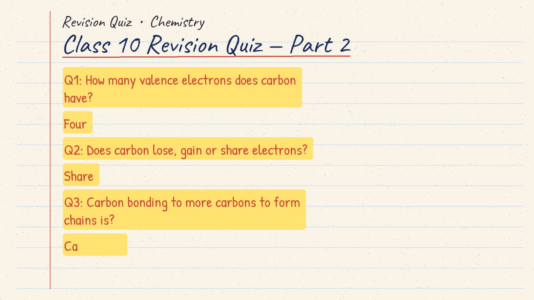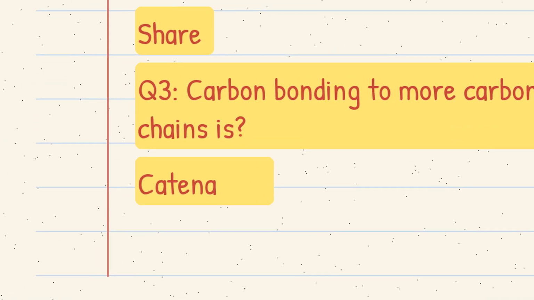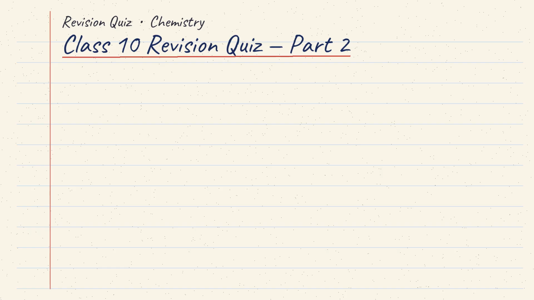The answer is catenation. It gives millions of compounds. Question 4. Diamond and graphite are what, of carbon?